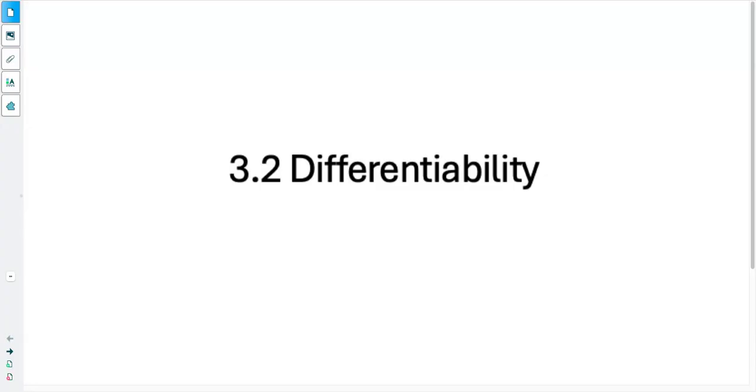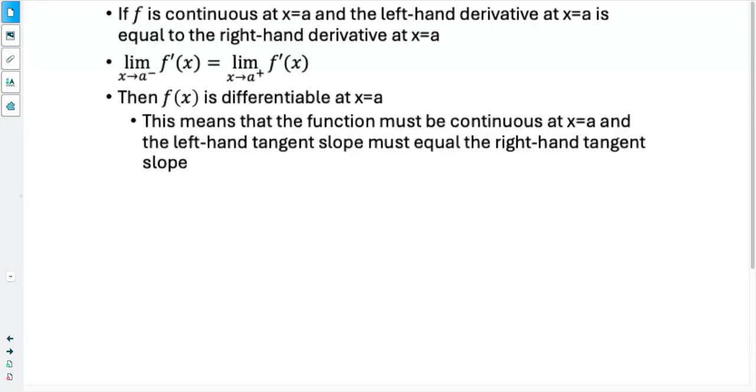Hi, today we are going to start looking at differentiability. So we're looking at whether functions are differentiable. If our function f is continuous at x equals a, and our left-hand derivative at x equals a is equal to the right-hand derivative at x equals a, or in other words, our limit of f prime x as x approaches a from the negative side equals our limit of f prime x as x approaches a from the positive side, if it meets that criteria, then we can say our function f of x is differentiable at x equals a.